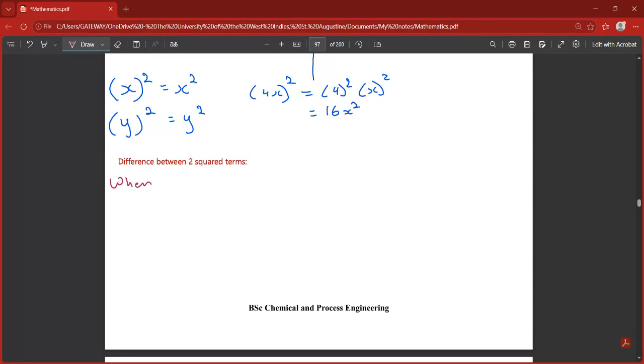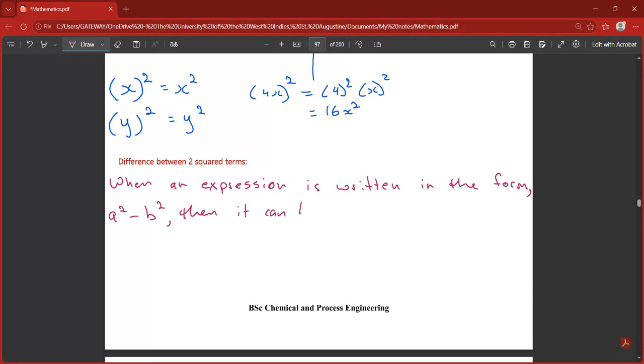When an expression is written in the form a squared minus b squared, then it can be easily factorized into a minus b times a plus b, right? So this is the general formula.